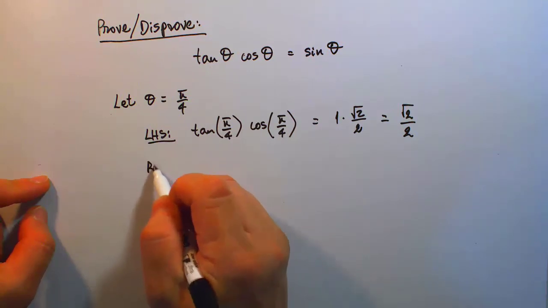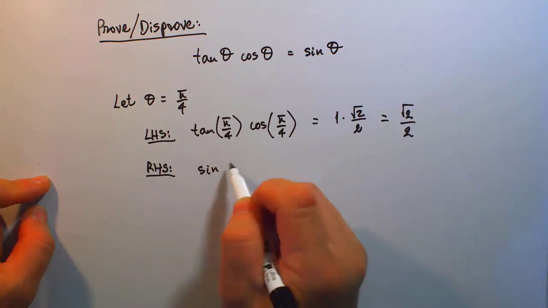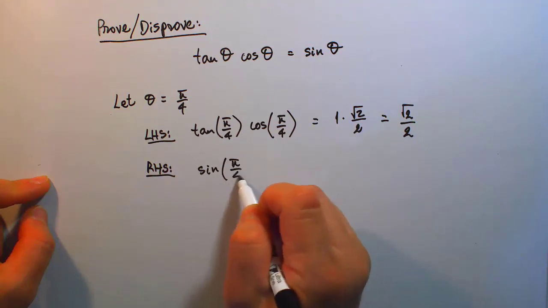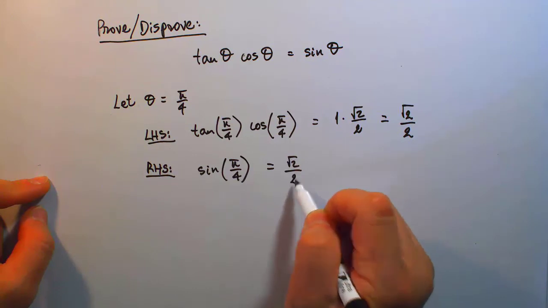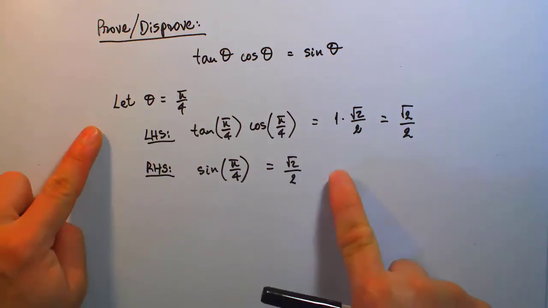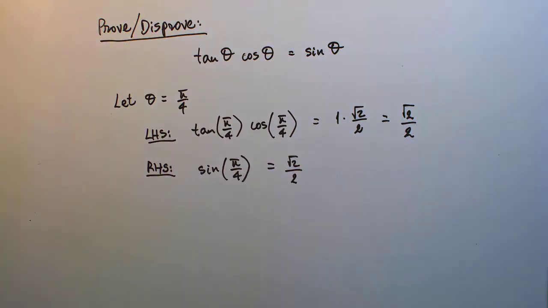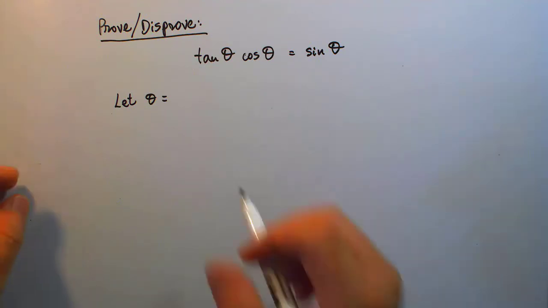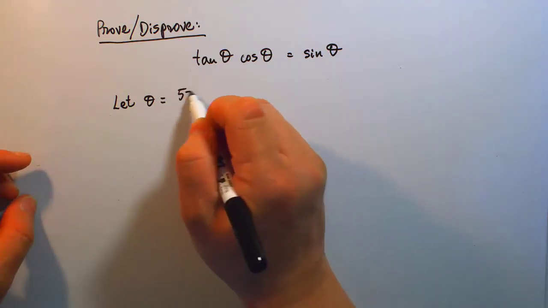The right-hand side is a separate calculation. Sine of pi over 4, substituted for theta, equals square root 2 over 2. So the first example we picked, it worked. So this is not a counterexample. And then we try theta equals, let's say, 5 pi over 6.